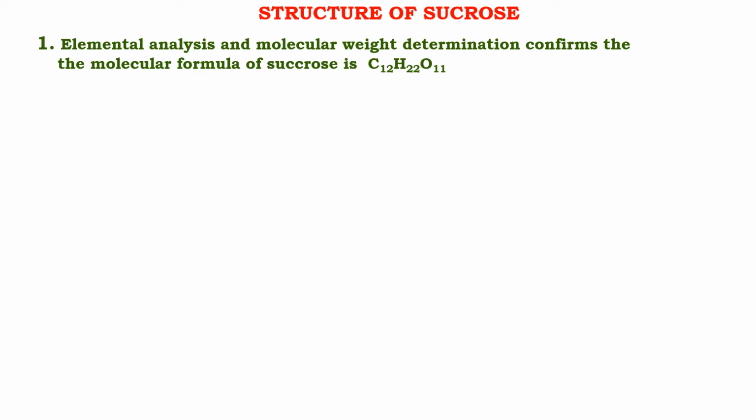Now we have to move to the structure of sucrose, or structural elucidation of sucrose. We have elucidated the structure of glucose molecule and fructose molecule, and elucidation of the structure of sucrose molecule is a bit more easy. So we have to proceed using different steps. So what is the first step?